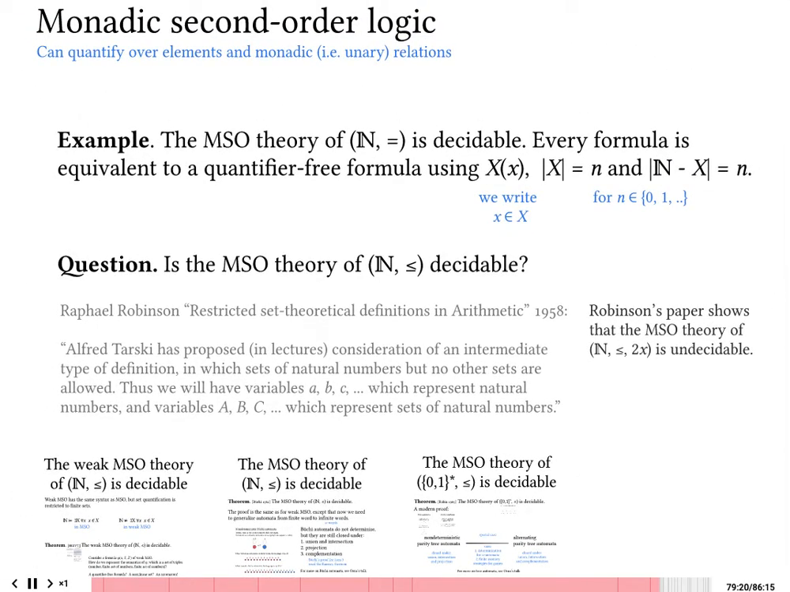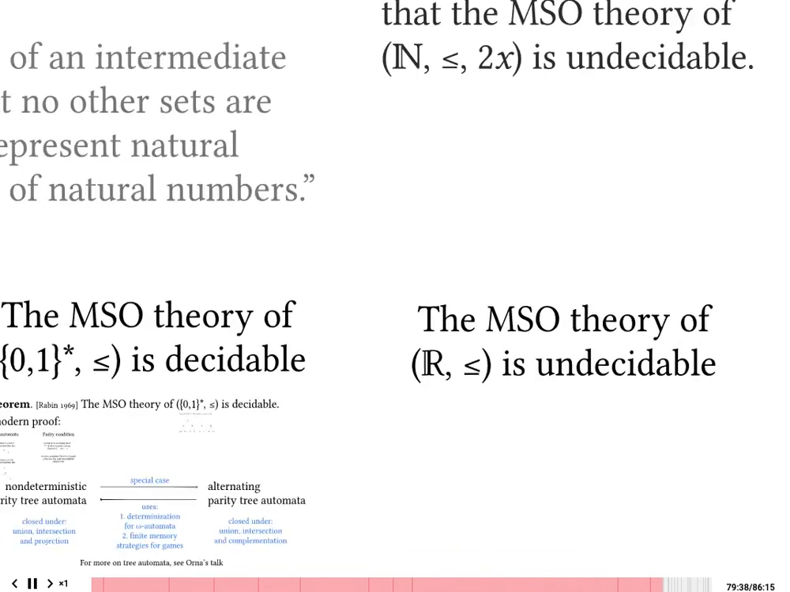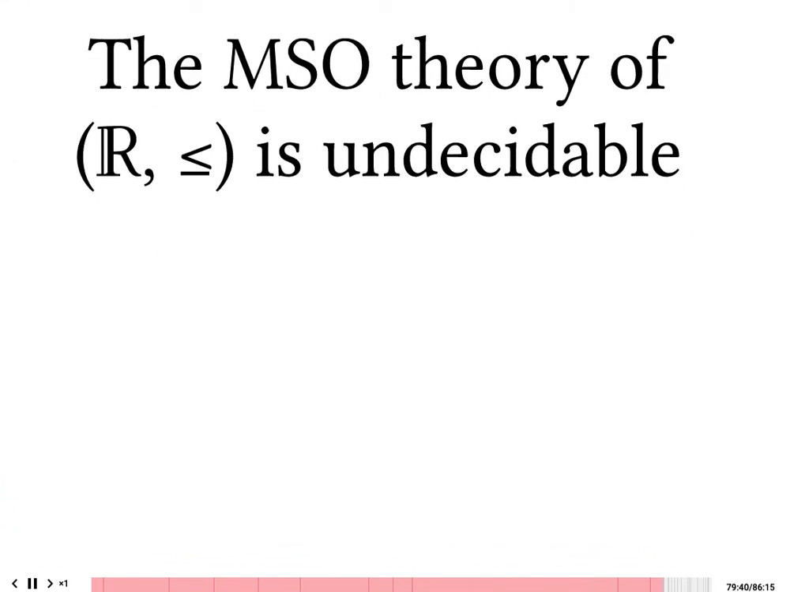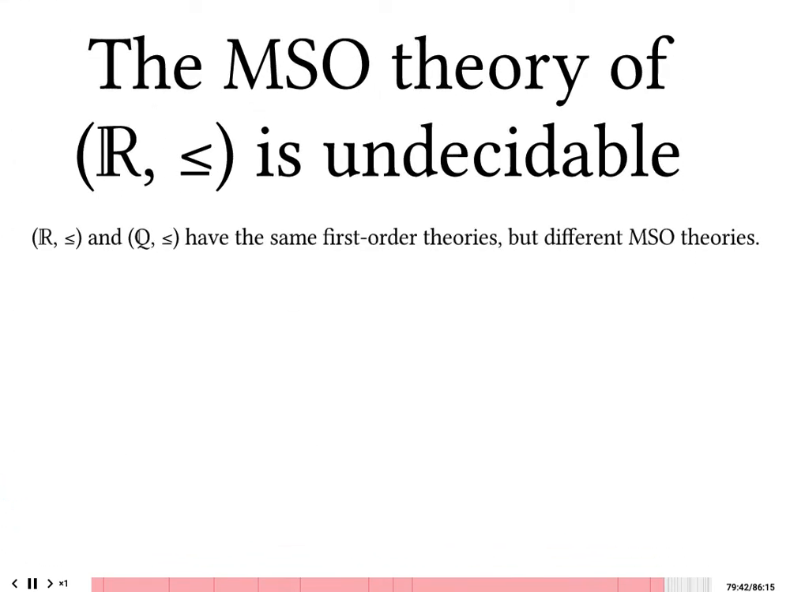And now let me move to the last example of a structure with decidable or not decidable MSO theory. And this, in fact, is going to be a negative example, so it shows where problems start to appear. This is a remarkable theorem, which says that if you take the ordered real numbers, so you generalize from the ordered natural numbers to the real numbers, then you get an undecidable MSO theory.